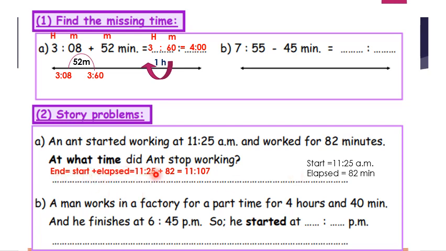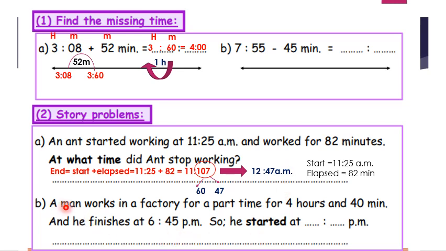So 11:25 plus 82, start adding the minutes. So it will be 11 and 107. Can I write the minutes as 107? No, I will make it 60 plus 47, right? 60 minutes means 1 hour, so 11 and 1 hour will be 12 and 47. So the ending time will be 12:47 a.m.